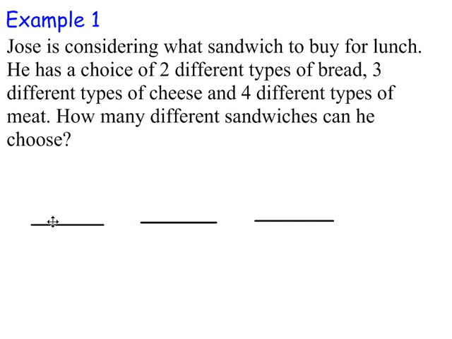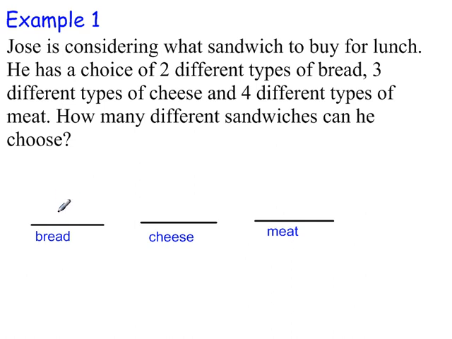Jose is considering what sandwich to buy for lunch. He has a choice of 2 different types of bread, 3 different types of cheese, 4 different types of meat. How many different sandwiches can he choose? So I just drew 3 slots here. First one's for my bread, second one is for my cheese, third one's for my meat. So I could just fill in the amount of options I have for each one.